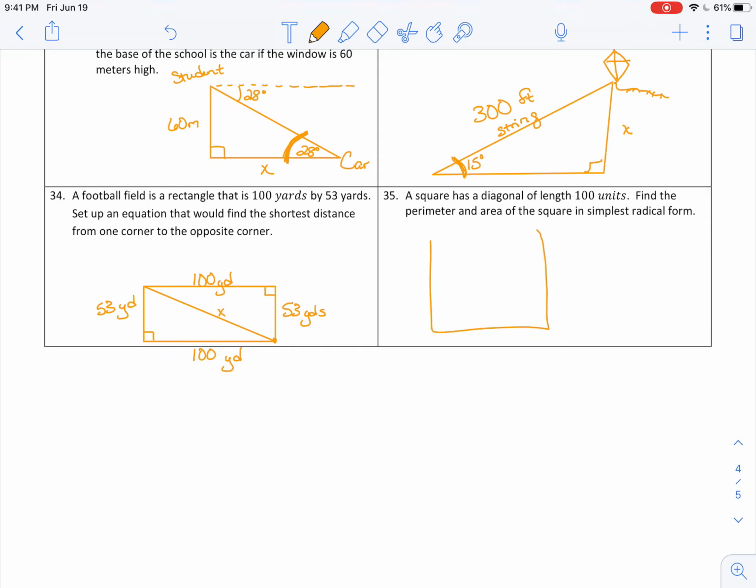Then number 35, a square has a diagonal of length 100 units. So let me attempt to draw a square. Now when we say diagonal, it's the same thing I just drew in that rectangle. It's going from corner to corner. But I was attempting to draw a square. While this diagonal is supposed to be 100, those other sides are all supposed to be the same. As a reminder, squares have all sides equal. So if I call this x, this side is x, this side is x, this side is x.